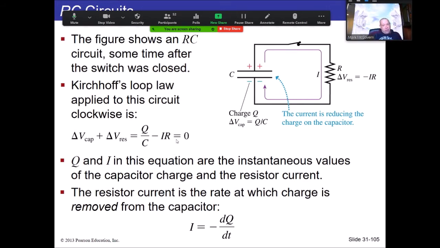Now, we've got to be careful about this, though. This Q that's in here corresponds to the charge that is on the capacitor at some moment in time, so it's an instantaneous value for the capacitor. If I'm going to express what the current is here, I'm going to express it as a negative dQ/dt. And you want to say, why is it negative? It's because this Q is referencing the Q on the capacitor, and the rate of change of the charge is that it's dropping. It's going down. So we'll need a negative here.